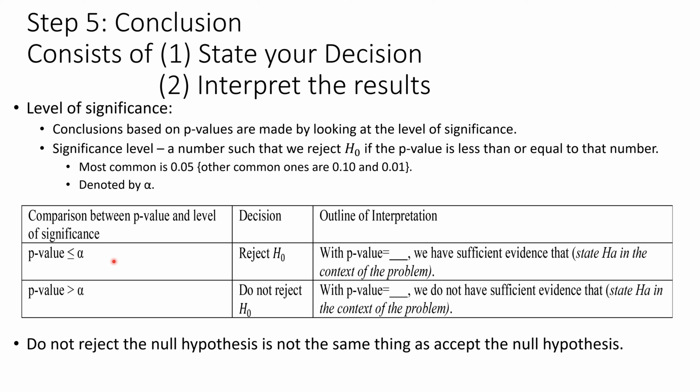If the p-value is less than or equal to alpha, the level of significance, we reject the null hypothesis. And we say with p-value equals something, we have sufficient evidence that we should reject the null hypothesis in favor of the alternative hypothesis. If the p-value is larger than the level of significance, then we cannot reject the null hypothesis. We can write down this sentence: with p-value equals some number, we do not have sufficient evidence to reject the null hypothesis. Last, do not reject the null hypothesis is not the same thing as accept the null hypothesis.